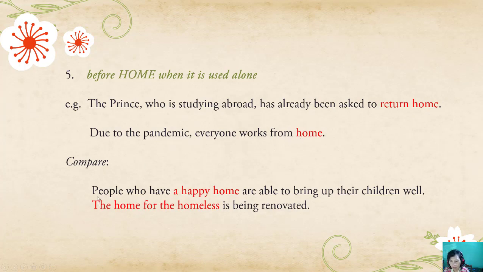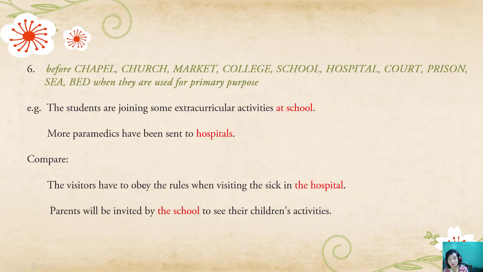But people who have a happy home are able to bring up their children well. A happy home. Actually, this is not a real home, I mean the building, but it's kind of family. The home for the homeless is being renovated. So for the home for the homeless, we have a phrase here. So it is definite. You can use the in this case. The next, before chapel, church, market, college, school, hospital, court, prison, sea, bed, when they are used for primary purpose.